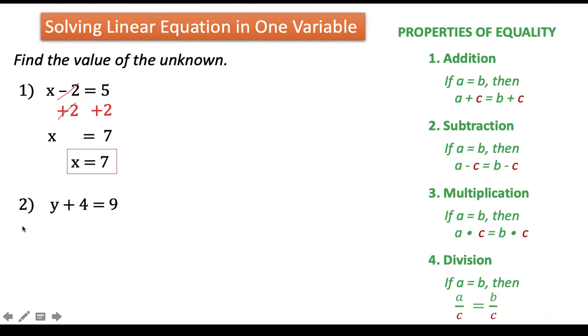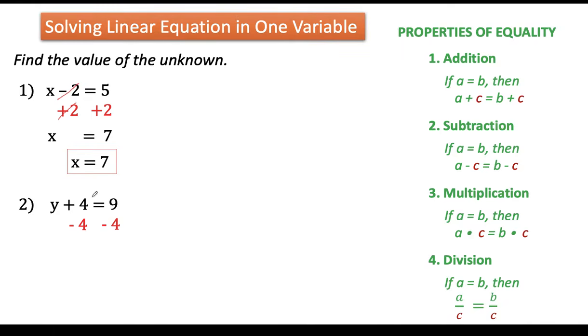In our given number 2, y plus 4 is equal to 9. So our unknown variable here is y. To isolate y, we are going to eliminate plus 4. The opposite of plus 4 is negative 4. So it means we will subtract 4 on this side. We must do the same on the other side, and that is the subtraction property of equality.